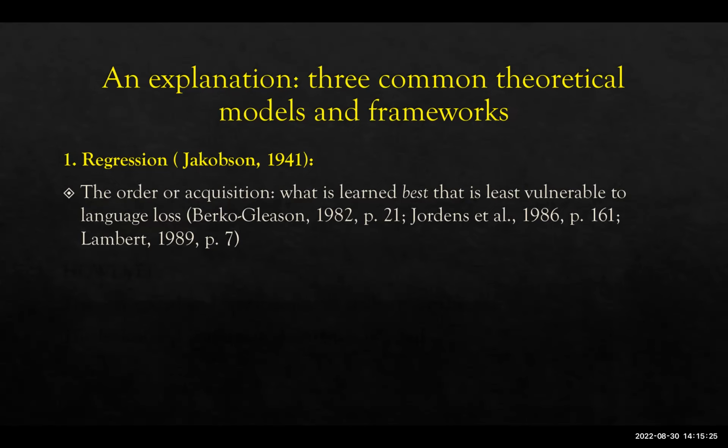Another alternative hypothesis of this model also says that what is learned best is least vulnerable to language loss. It means if you learn a language in a context and that context is very strong, for example emotionally provoked, or you have a very personal experience with that aspect of language, it will not be easy to forget. But if, for example, you know a lot of words in Vietnamese and then you don't practice those words, or those words are less likely to be used in a context, you will tend to forget them.